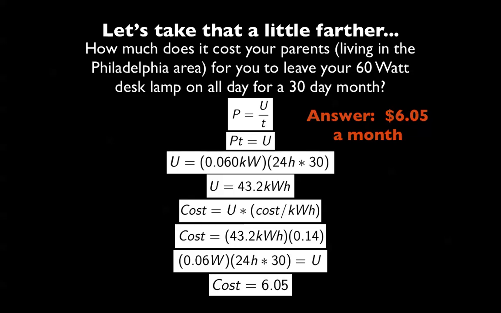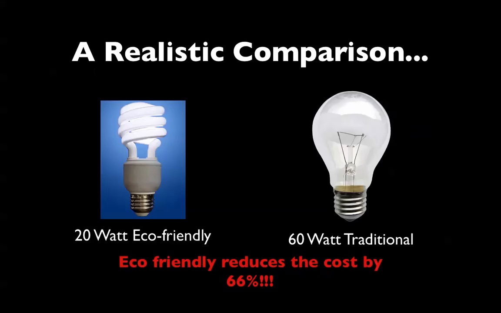All right. We're going to do more with this, but I think that was good for you to see, and I think it's good that you can actually see a realistic value from this. So in a realistic comparison, you might see those new curly Q-shaped, eco-friendly light bulbs that are about 20 watts, and they give off about the same light as a 60-watt traditional bulb, based on the way they work. They use less power, and they actually would reduce your cost by 66%.